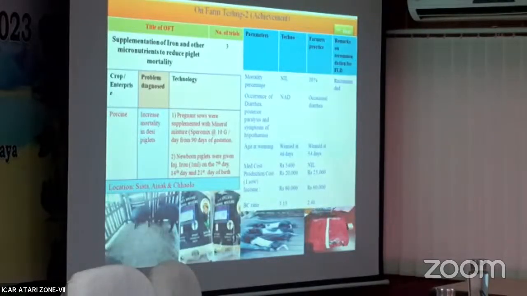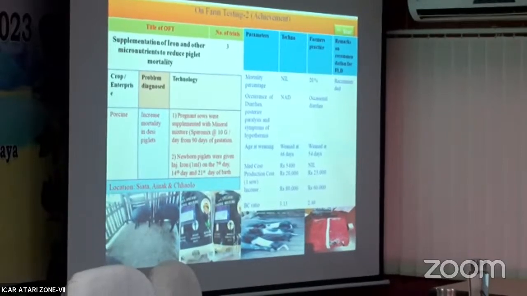Okay, the next one, we have supplementation of iron and other micronutrients to reduce piglet mortality. So the technology we took up was pregnant sows were supplemented with mineral mixture at the rate of 10 grams per day from 90 days of gestation. And secondly, newborn piglets were given injection of iron, 1 ml on the 7th day, 14th day, and 21st day of birth.